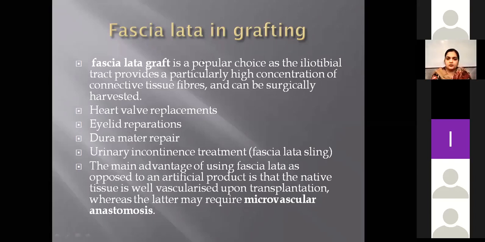The fascia lata has nowadays become a popular choice because it receives a large number of blood vessels and is highly vascularized. This vascularization helps in quick healing and regeneration. It has more regeneration power compared to any artificial tissue taken for these different reconstructive surgery procedures.